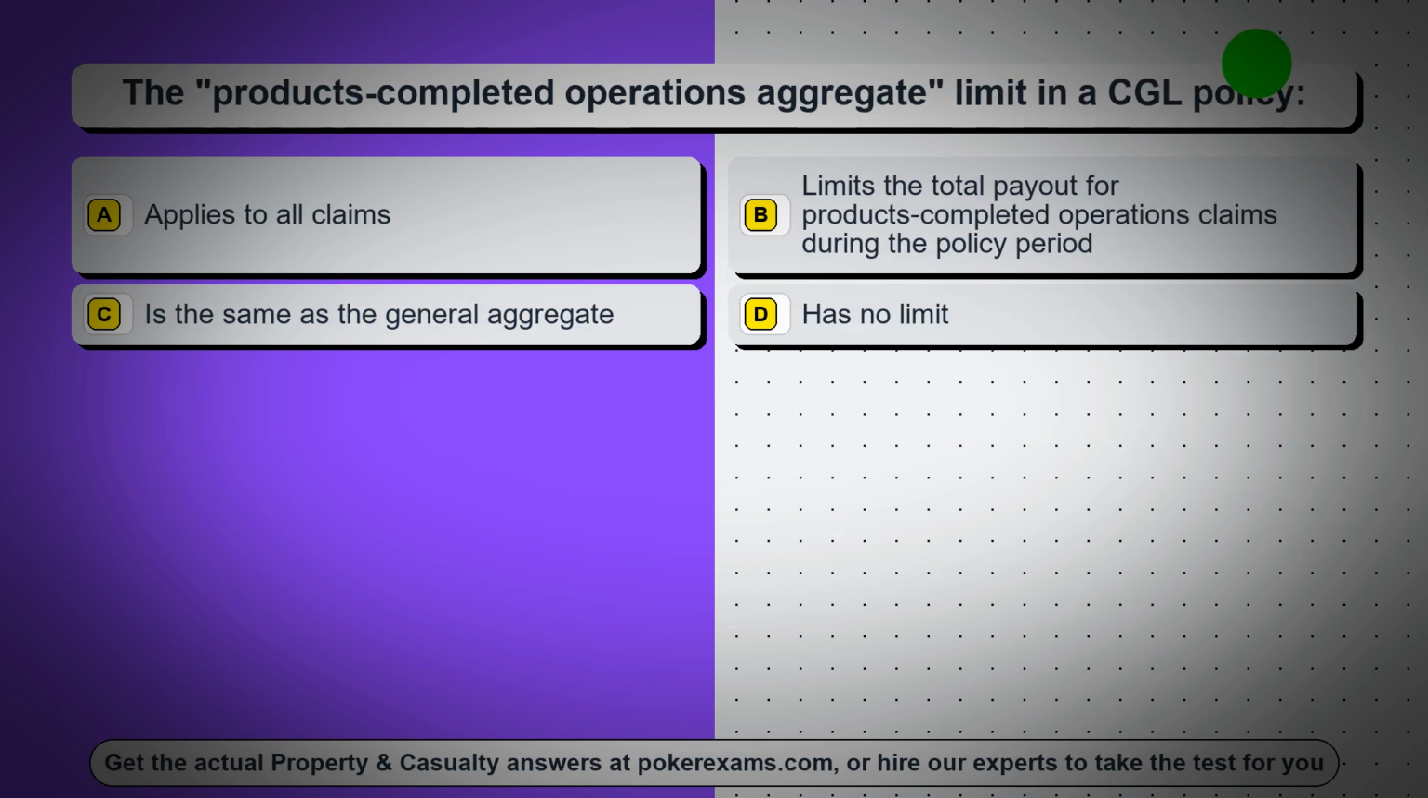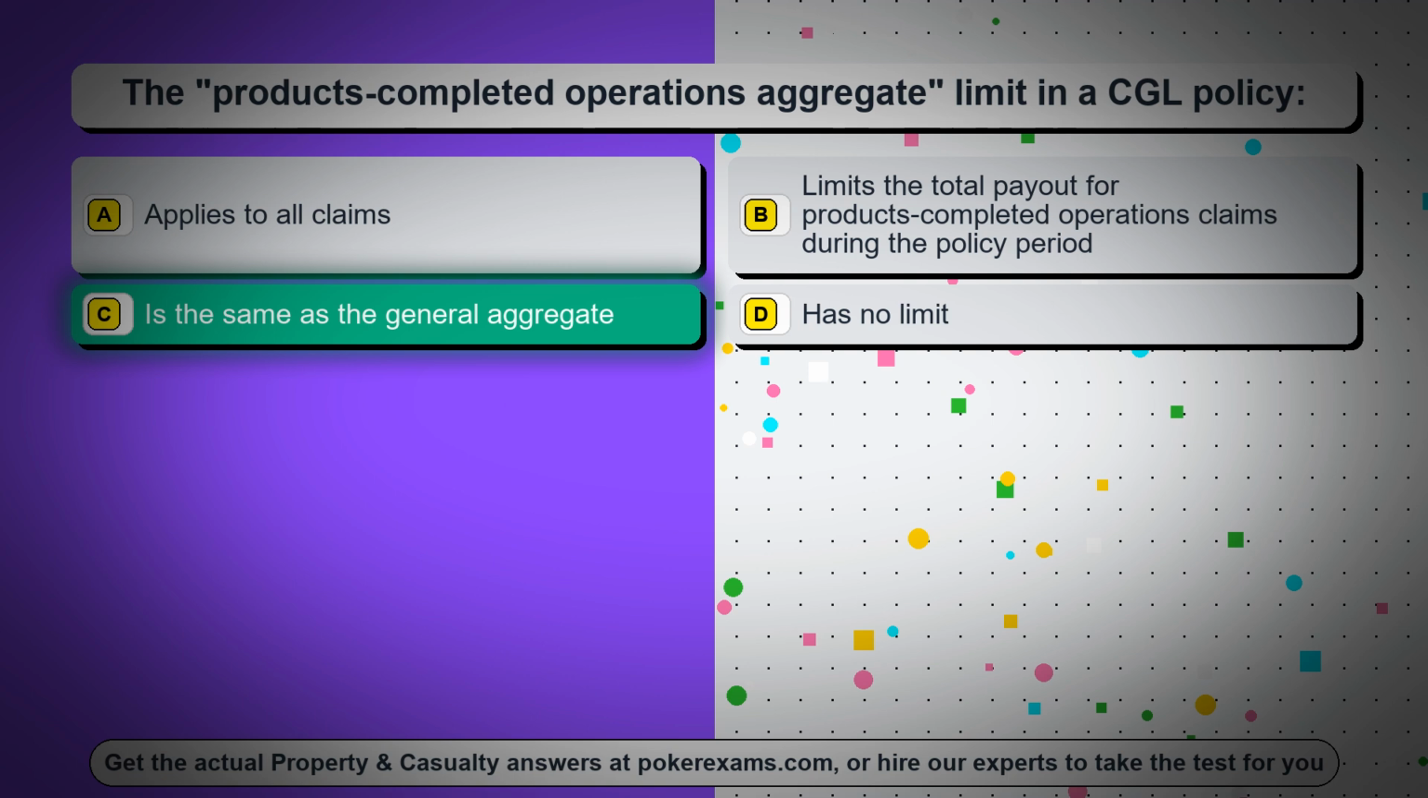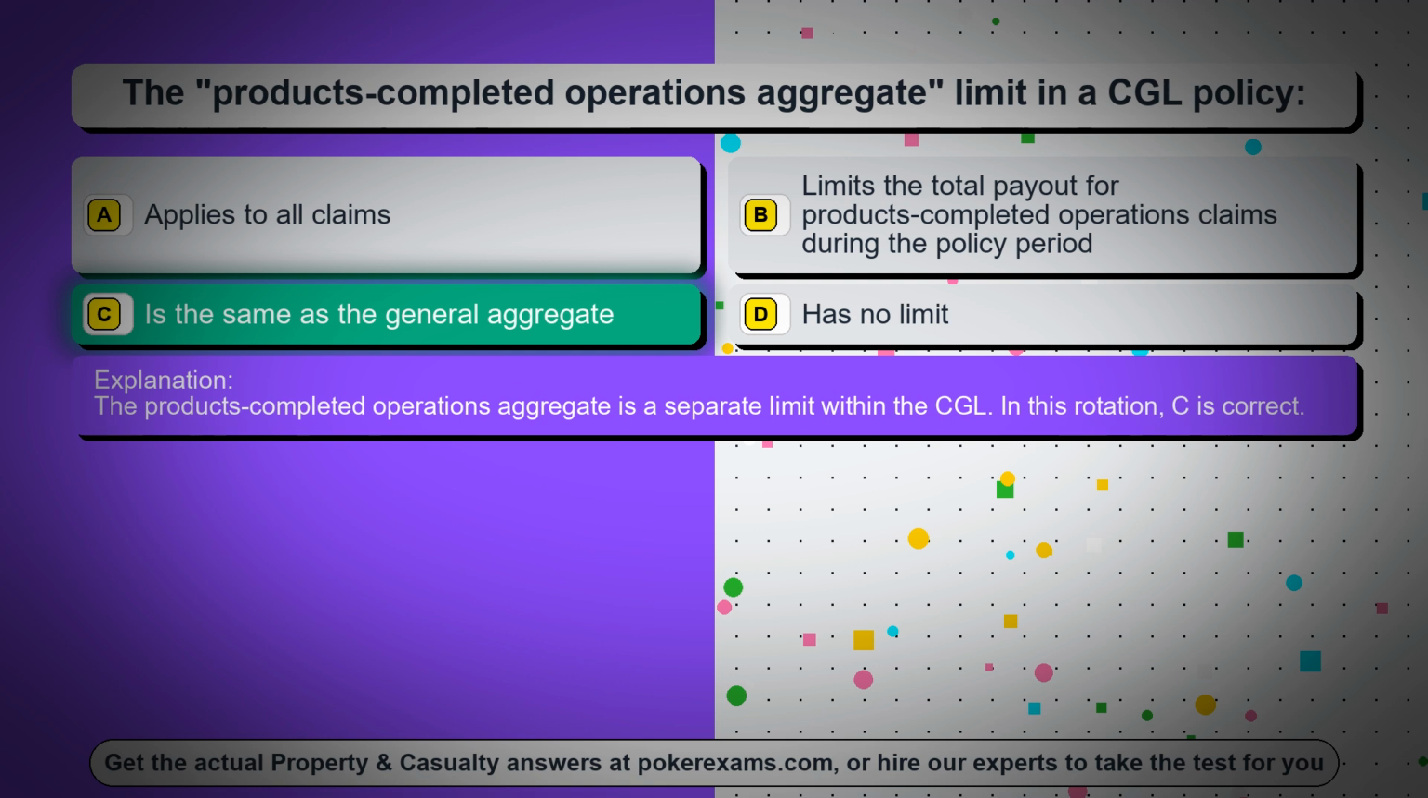Question 80. The products-completed operations aggregate limit in a CGL policy: Option A, applies to all claims. Option B, limits the total payout for products-completed operations claims during the policy period. Option C, is the same as the general aggregate. Option D, has no limit. The correct answer is option C, is the same as the general aggregate. The products-completed operations aggregate is a separate limit within the CGL. In this rotation, C is correct.